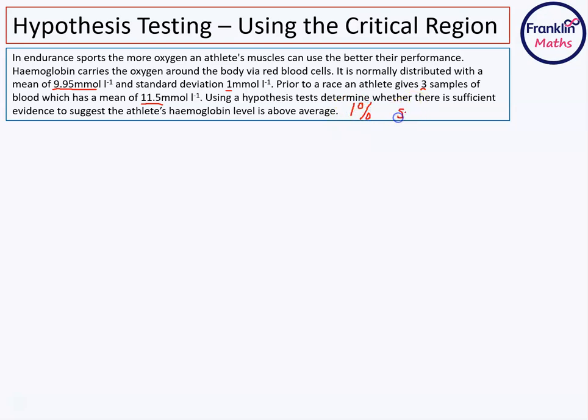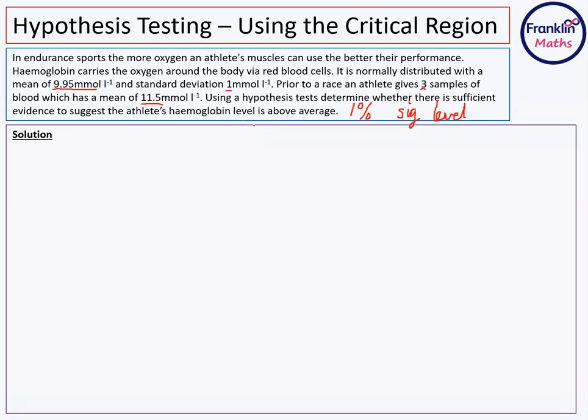I'm not sure why I haven't put it on, to be honest with you. Doesn't really matter right now. Can add it now. Okay, so 1% level. So what we're going to do is work through it. So here we go. So first thing we're going to do is just as we did in the previous slides.